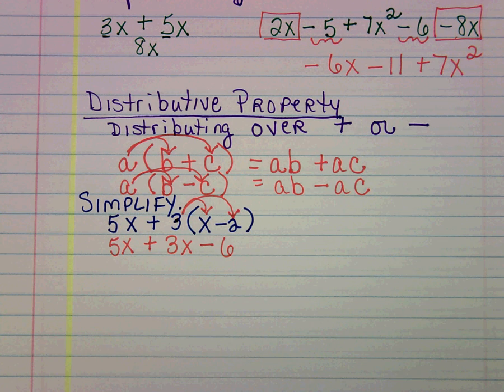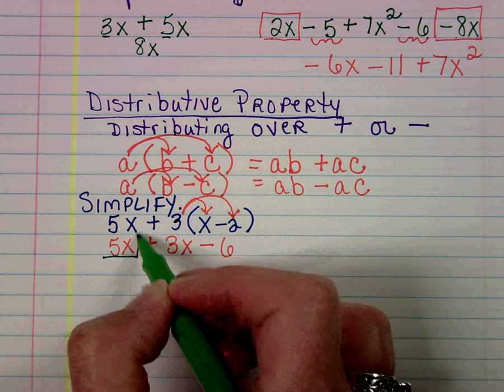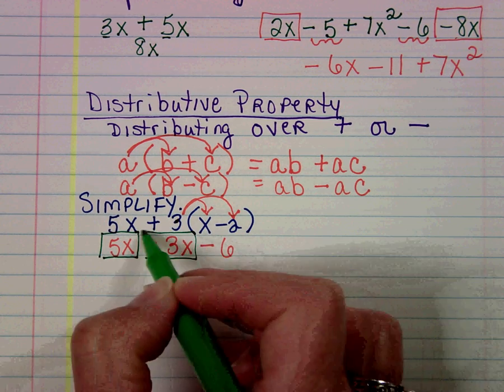And now let's take our knowledge of like terms. 5x and 3x are like terms.